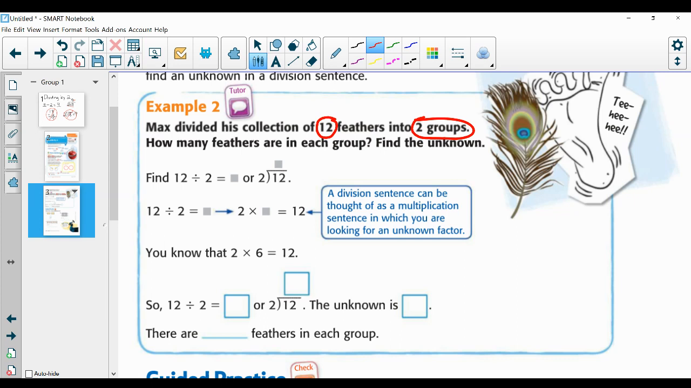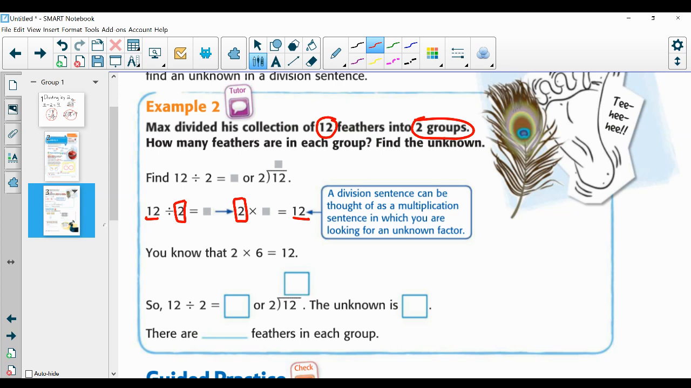12 divided by 2 equals blank. 2 times blank equals 12. So a division sentence can be thought of as a multiplication sentence in which you're looking for an unknown factor. So 12 is our total, so it's here as the dividend and it's here as the product. Our number of groups is 2. And so we have 2 groups of something equals 12.